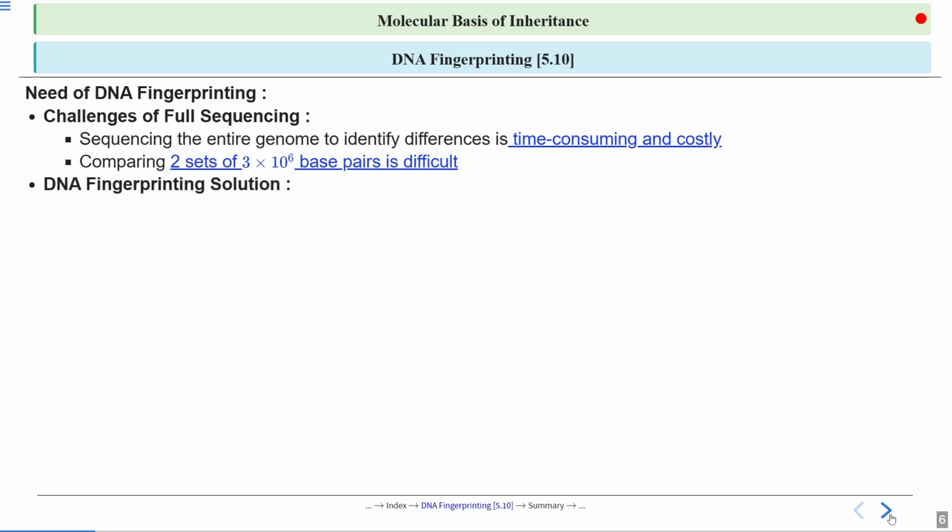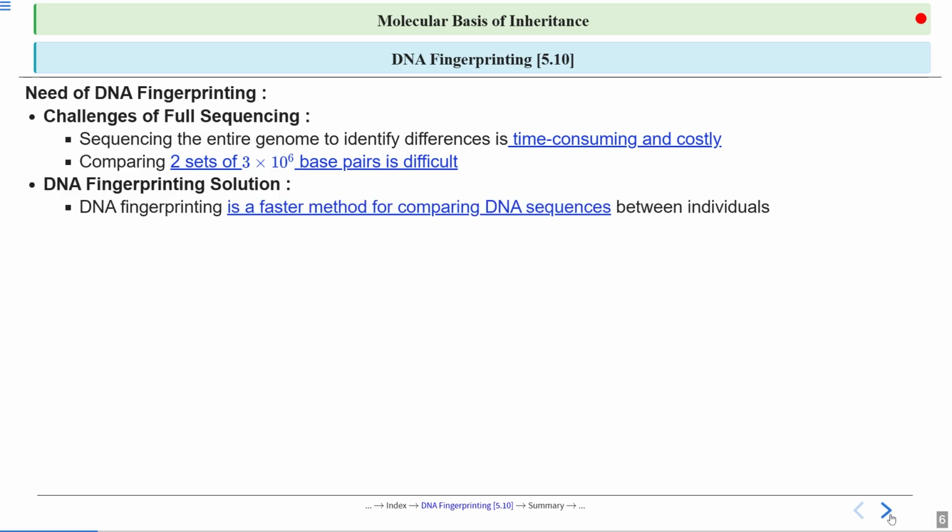So what was the solution? The solution is DNA fingerprinting, as it is a faster method for comparing DNA sequences between individuals. So I hope you understand the difference.